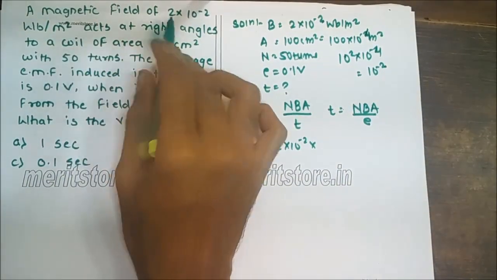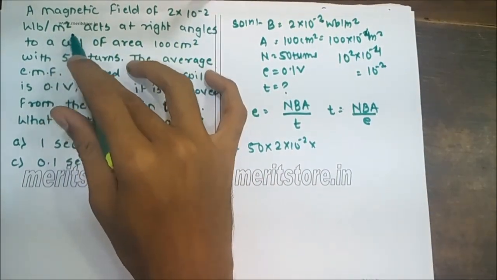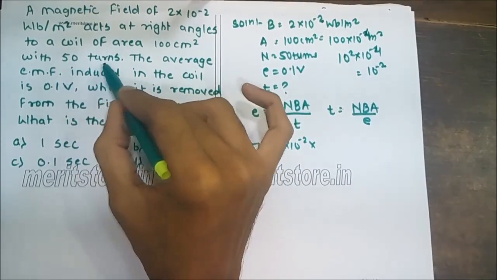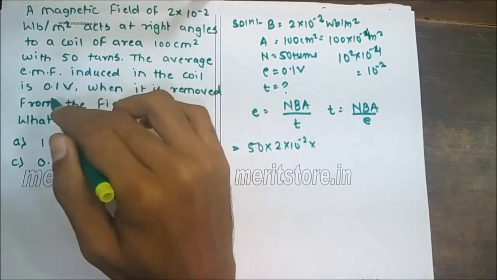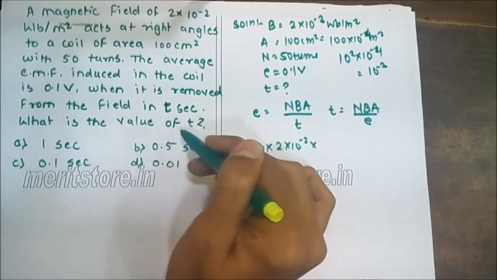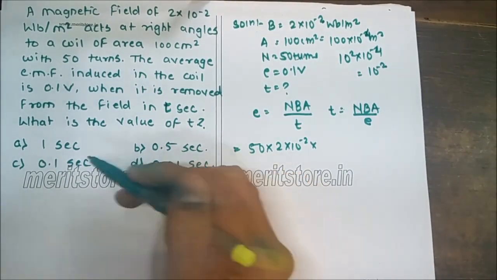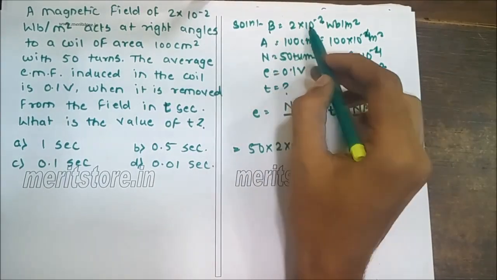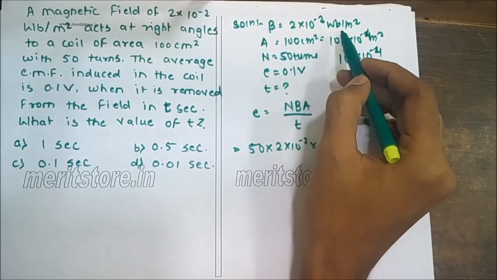A magnetic field of 2 into 10 raised to minus 2 Weber per meter square acts at a right angle to a coil of area 100 centimeter square with 50 turns. The average EMF induced in the coil is 0.1 volts when it is removed from the field in t seconds. What is the value of t? 1 second, 0.5 seconds, 0.1 second, or 0.01 second. So we have the value for B, that is 2 into 10 raised to minus 2 Weber per meter square.